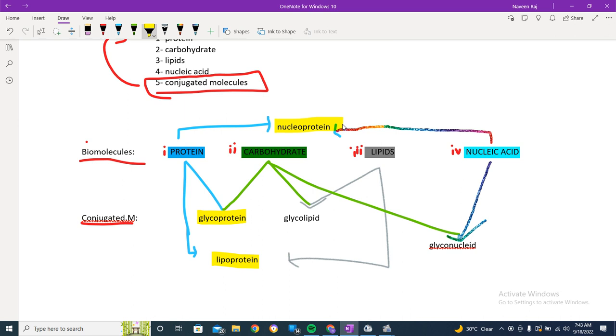Moving forward, carbohydrate makes glycoprotein, which we looked into. Secondly, it makes glycolipid with the lipid, and thirdly it makes glyconucleotide with the nucleic acid. The remaining is the lipid. Lipid makes glycolipid with the carbohydrate and lipoprotein with the protein. If we look into it, we are done with all of them. Nucleic acid makes the glyconucleotide and the nucleoprotein.